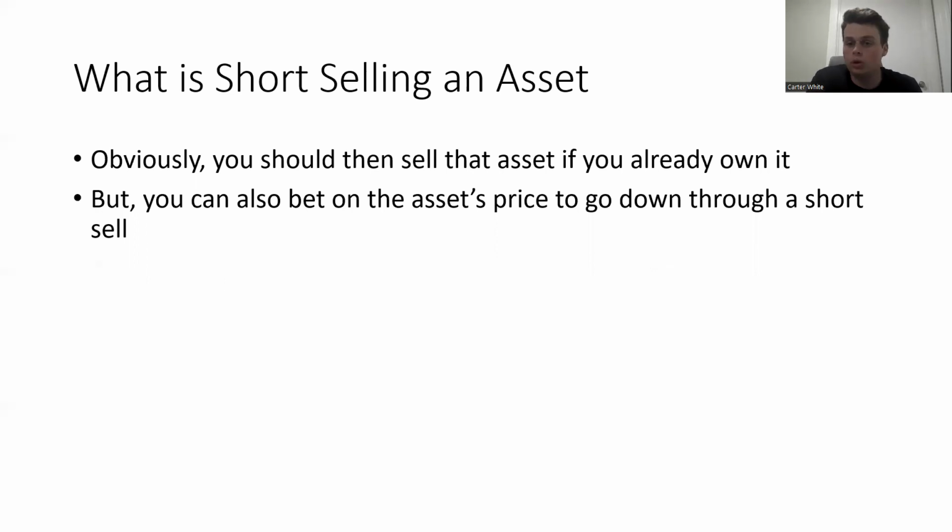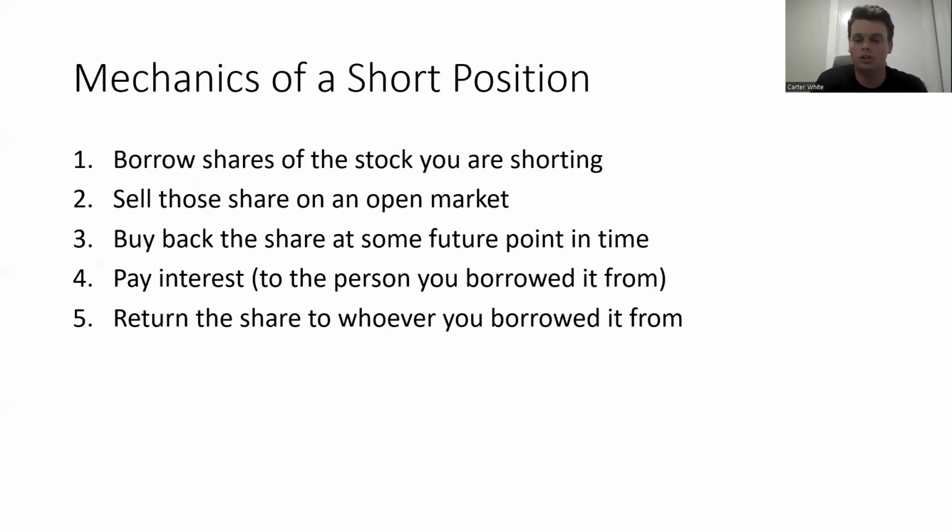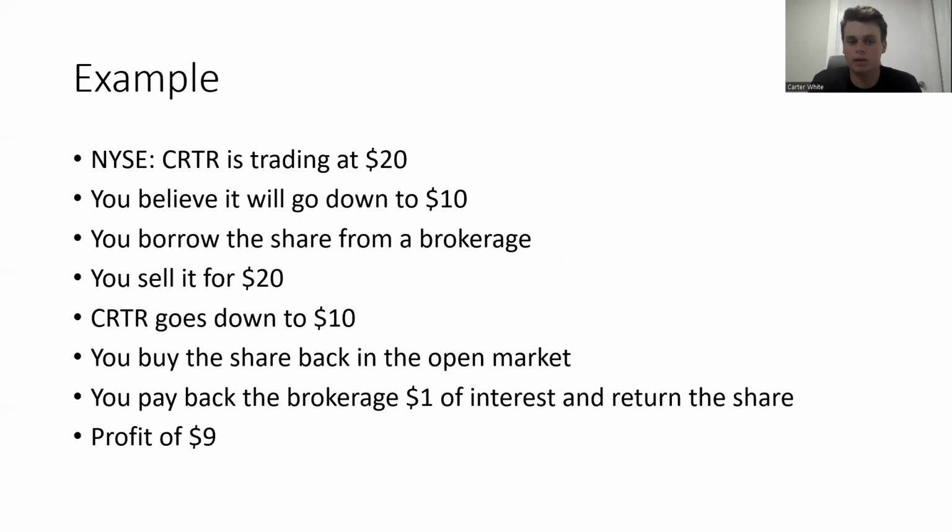But what if you just want to bet on it going down? You don't actually own it. Well, what you can do is bet on the asset's price to go down through a short sell. So what are the mechanics of this? This doesn't really make sense. Like, how can I actually do this? Well, what you can do is borrow the shares of the stock that you want to short, sell those shares immediately on an open market for the price they're trading at, buy them back at some future point in time, pay interest to the person that you borrowed it from, and then return the shares to them. So I'll show you how this kind of plays out in practice.